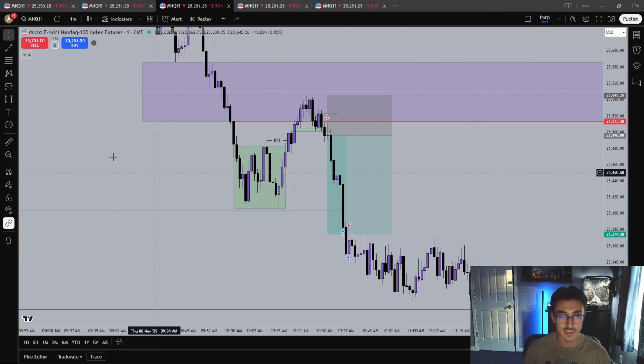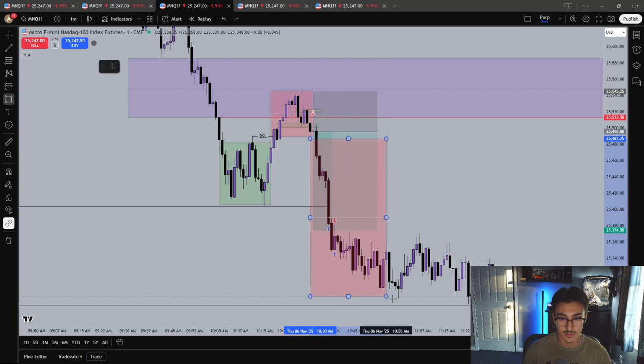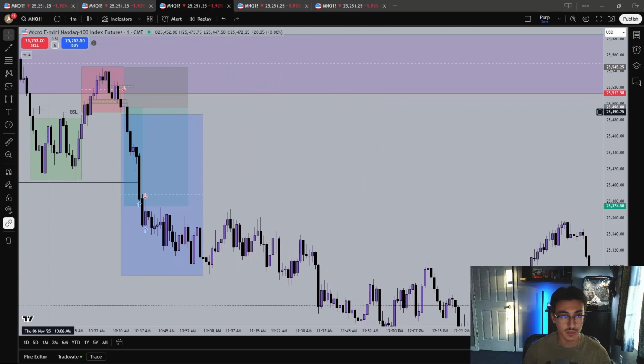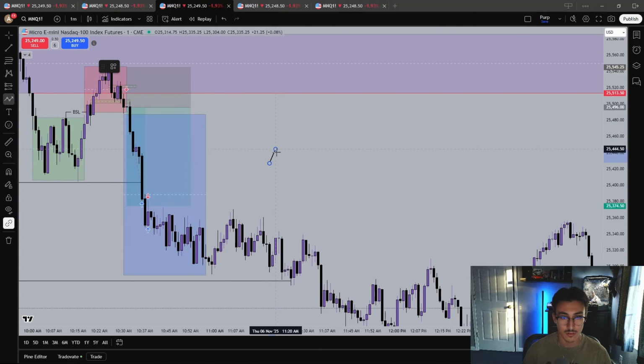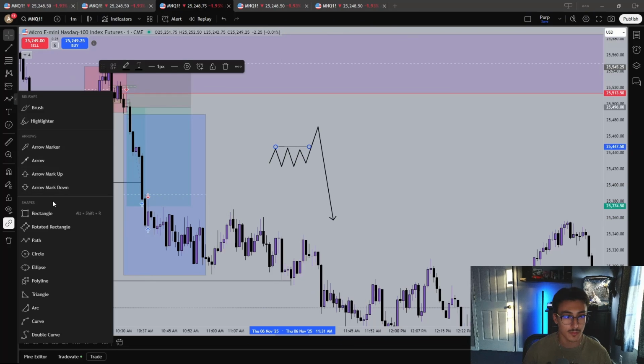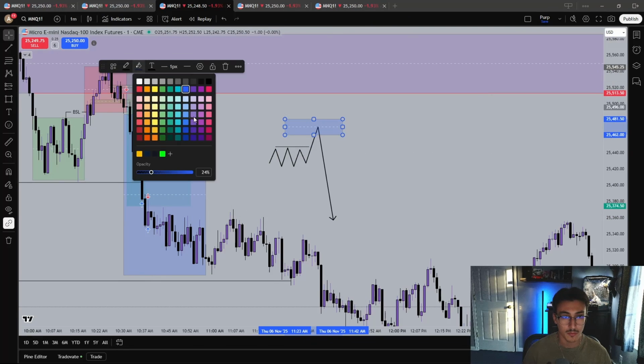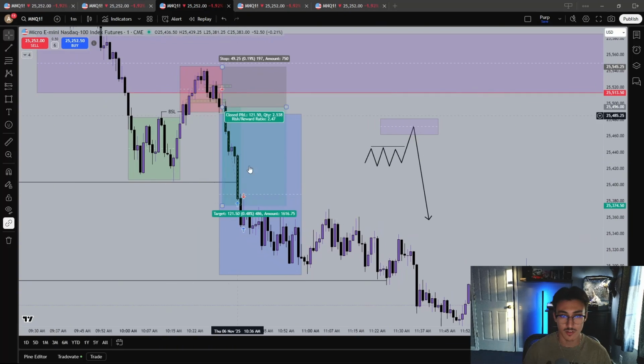Super nice textbook AMD accumulation right here. Manipulate into the 15-minute fair value gap. Distribution lower. Okay, clear example of what I just explained before. Accumulation, manipulate that buy side liquidity into a high time frame fair value gap, distribution lower. Okay, just like that. See it right here.